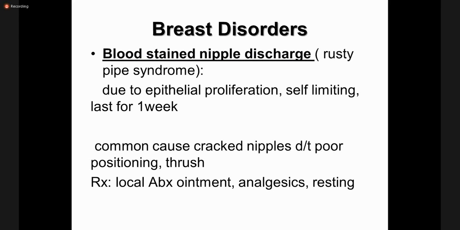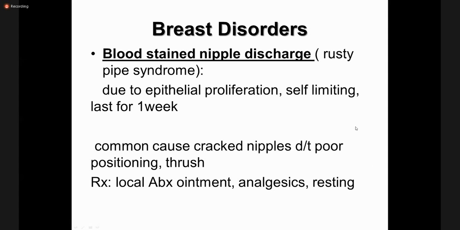Okay, and now the other thing is breast disorders. What are the breast disorders which we'll be discussing? We discussed breastfeeding. So there are some disorders which the patient can complain of on follow-up. First is the blood-stained nipple discharge, which we call rusty pipe syndrome. Like rusty, when there is a pipeline with rusty color, so it is blood-stained nipple discharge. And why does it happen? It is due to epithelial proliferation, and is self-limiting and lasts for 1 week.